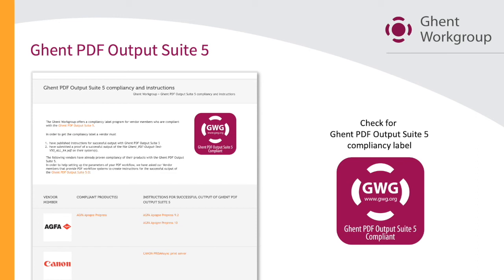So one thing here, we're starting to see more and more of the Output Suite being used not only for RIPs but also for PDF viewers. So you'll see there that compliancy label. You may see that on certain applications in their marketing material. If you want the Output Suite, then you simply have to go to our website, and it's available to download. And there's full instructions on how you should use it.